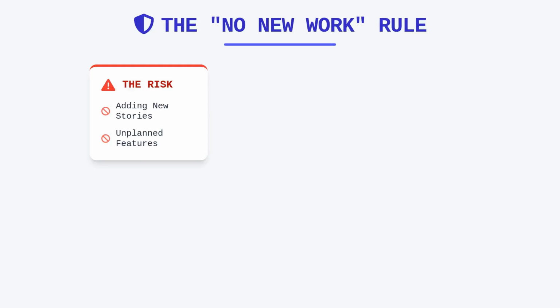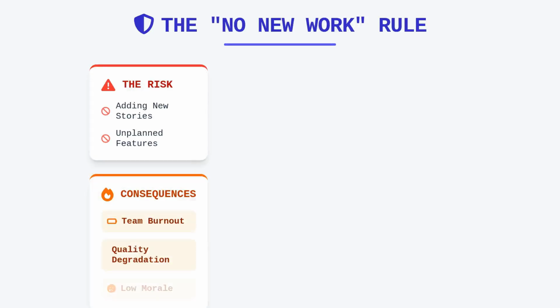There is a strict rule regarding this phase, which is often referred to as the no new work rule, designed specifically to prevent burnout. Throughout the standard development sprints, teams are in a state of high-intensity focus, which is mentally and physically draining. If management decides to load the IP iteration with new stories or unplanned features, the entire purpose of the buffer is defeated. Forcing constant delivery without reprieve inevitably leads to a degradation of quality and team morale.